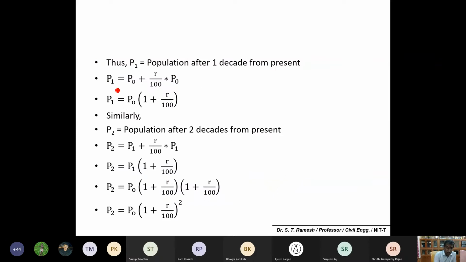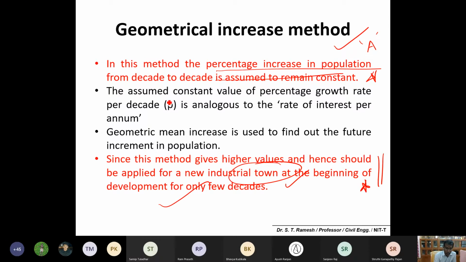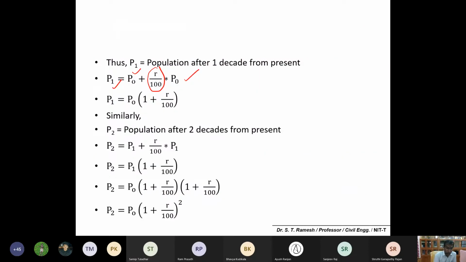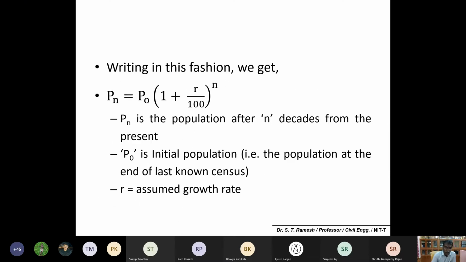Okay. So here, you can calculate, for example, for the first decade, that this is P0 plus R by 100 into P0, this is the percentage average. That's what I have discussed in the previous one. The assumed constant value of percentage growth per decade is analogous to the rate of interest per annum. So you can add this value, R by 100 of P0, and substitute for the second decade and third decade, and you just remember this equation for a common.